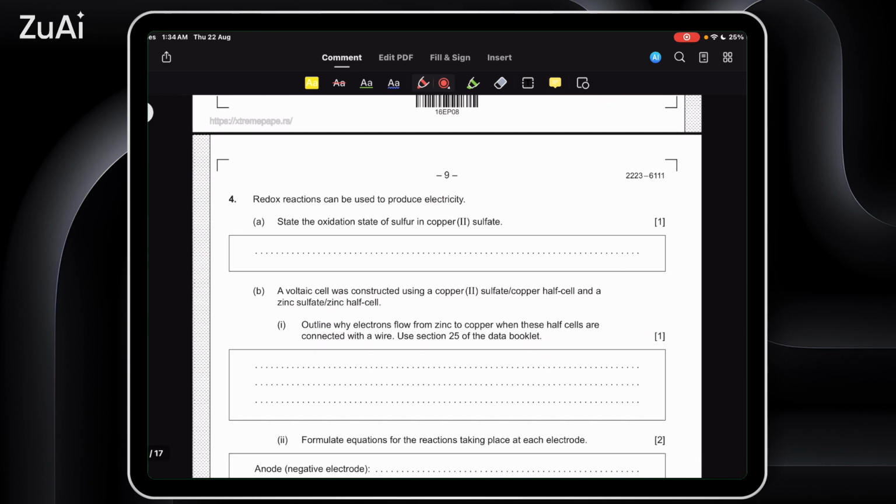State the oxidation state of sulfate and copper sulfate. So copper has 2 plus, sulfate has 2 minus. So now sulfate has 2 minus. Oxygen is negative 8, resultant equal to 2 minus, sulfur has plus 6.